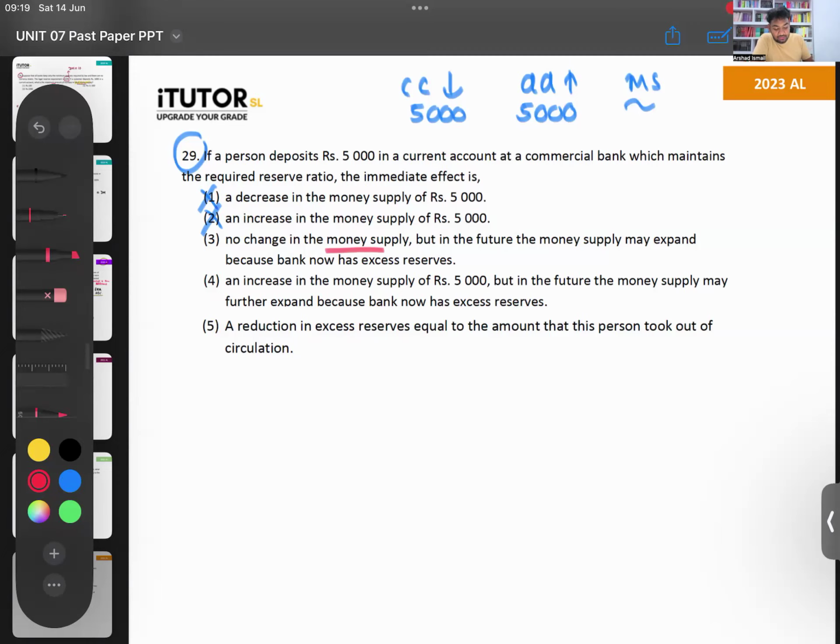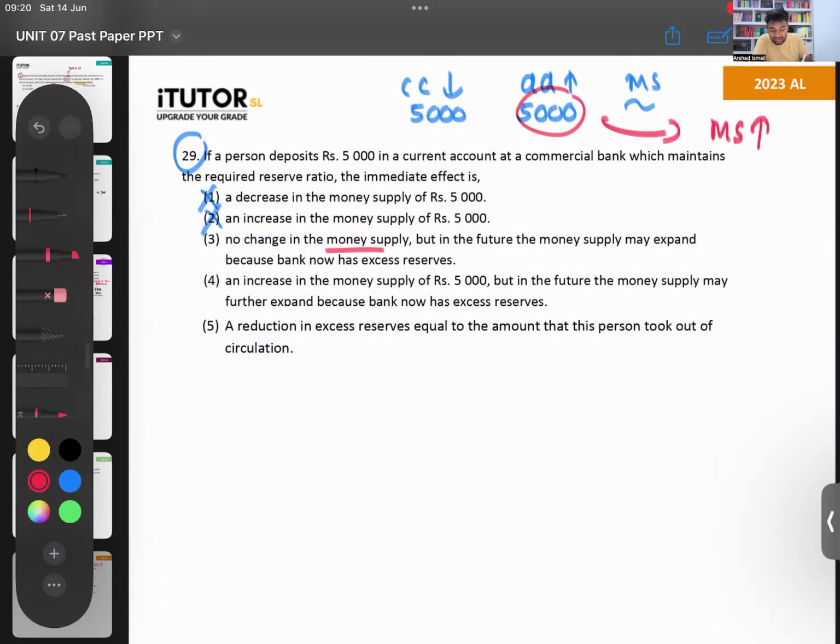But in the future, money supply may expand because the bank now has excess reserve. Do you think so? Immediately, no change. But now, because of this deposit of 5,000, there could be some credit creation. Banks will keep some amount as required and give the rest out as loans. And there could be credit creation. So in the future, your money supply can actually go up.